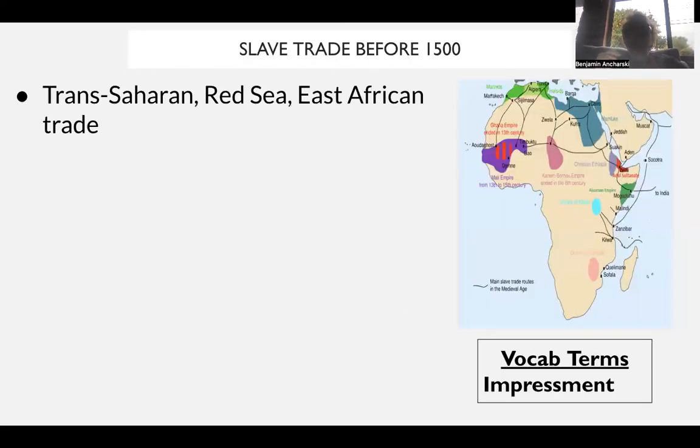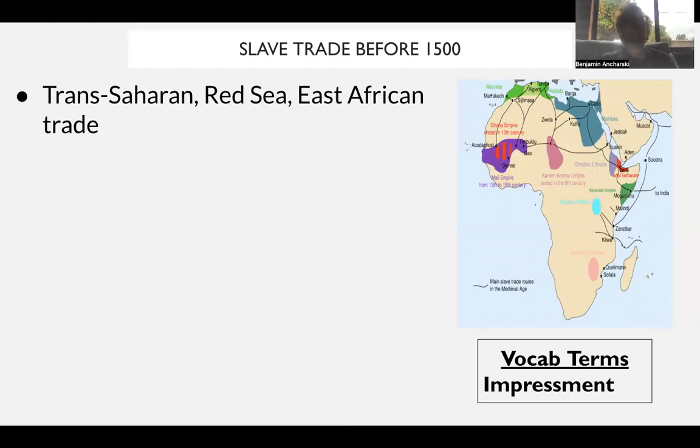But before we look at the emergence of this transatlantic slave trade system, we first have to understand what slavery was like prior to the transatlantic slave trade and how that's very different between the colonies in the New World and slavery in Africa and parts of the Middle East and parts of Asia. So we've seen already with different trade systems that enslaved people were exchanged in places like the Trans-Saharan trade route, in East Africa, along the Swahili coast, in the Indian Ocean.